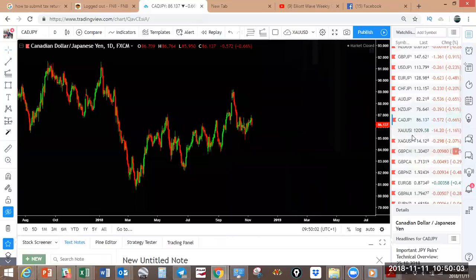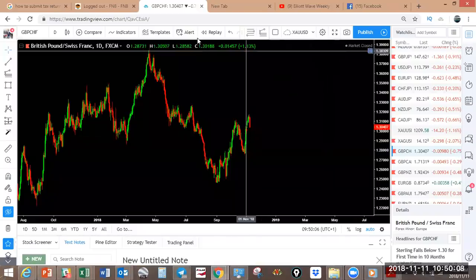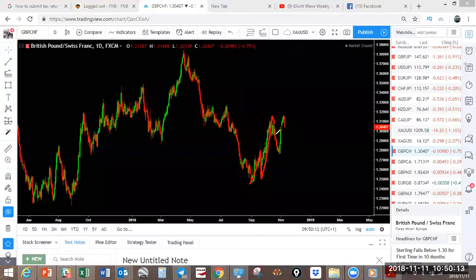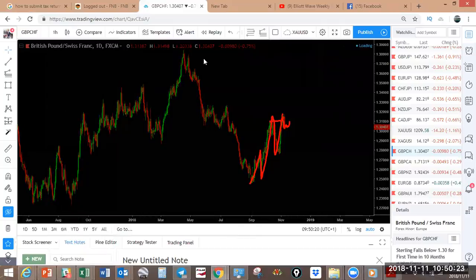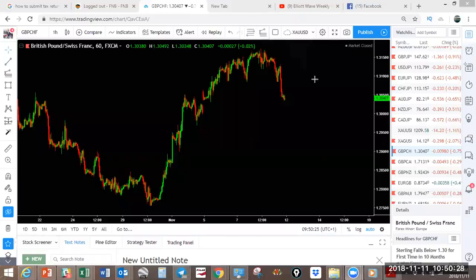Let's run through the pound pairs. Pound chief, look at pound chief now. We've made a 1, 2, 3, 4, 5 corrective structure. It has broken up here. We're coming down, so we need to see what happens here. You need to wait for a corrective structure. You're going to have a pullback here. We've got a correction here. Look for this one to come back here at the 61. Okay, so we'll see how the other pound pairs look.